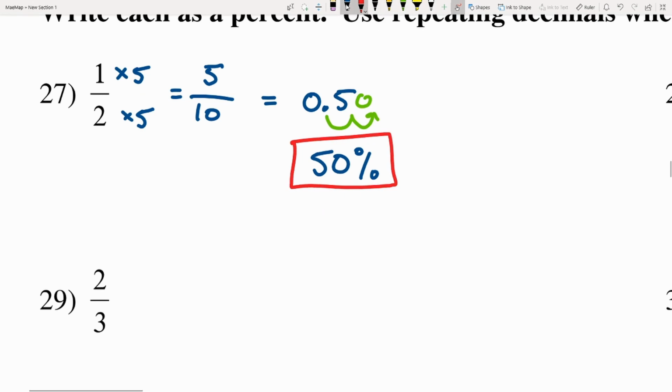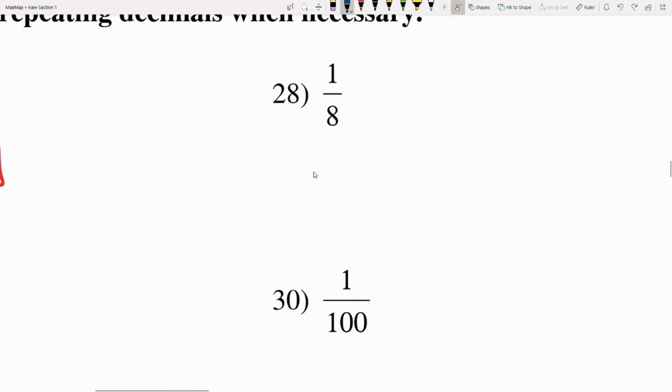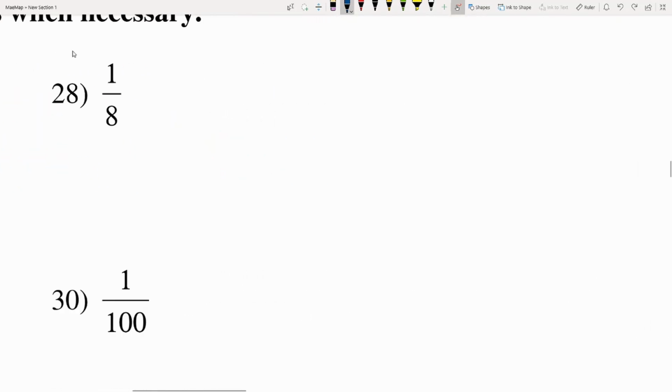We could also have converted this to something out of 100, because once we have that number out of 100, that is our percent. So 10 times what gets us 100? That's 10 times 10. So all we would need to do is to multiply 5 by 10 to get 50 over 100, 50%. So you can either turn the fraction into a decimal and then convert, or turn that fraction into something out of 100 and then write it as your percent. Let's practice that method with number 28.